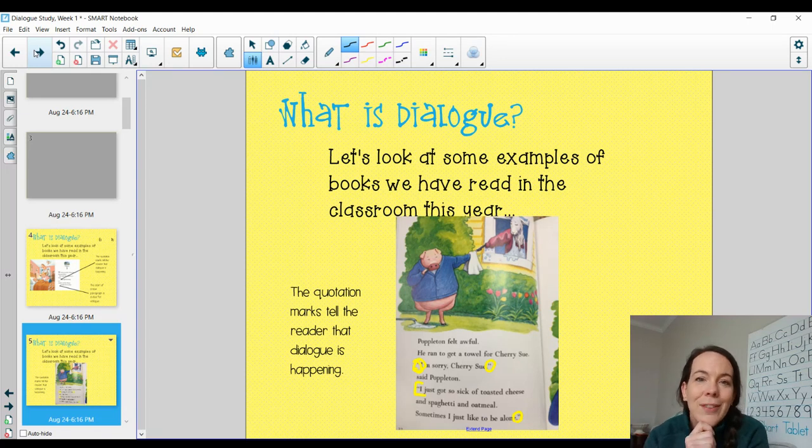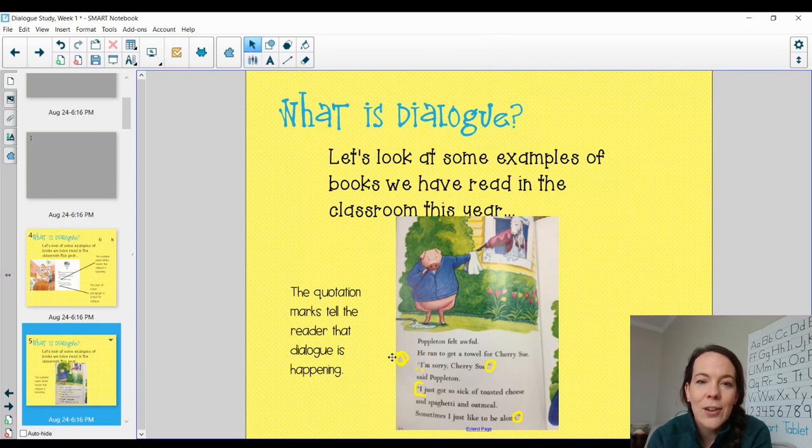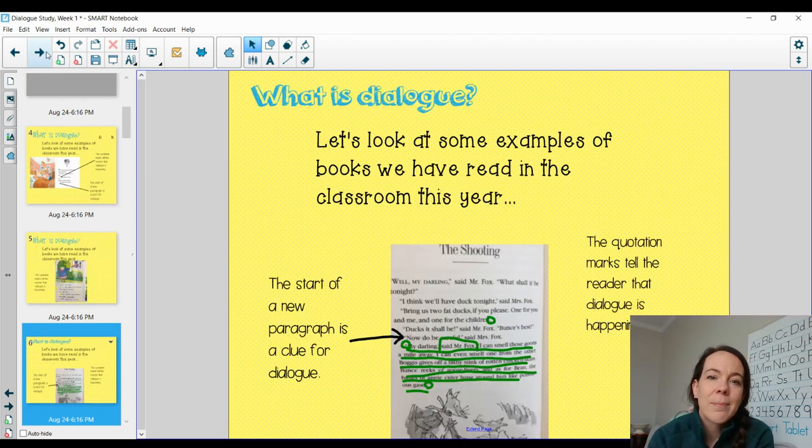Another example that we have here is with Poppleton. So we can see right here, we have the quotation marks circled in yellow, and we have the end of the quotation. So the words that Poppleton is saying are, "I'm sorry, Cherry Sue," said Poppleton. And then the next thing he says, it starts here, and he says, "I just got so sick of toasted cheese and spaghetti and oatmeal." Let's go ahead to the next slide.